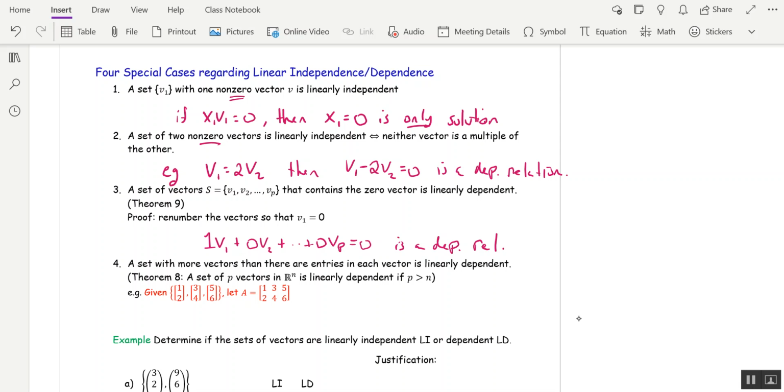All right, and then finally, a set with more vectors than there are entries in each vector is linearly dependent. This is theorem 8 in your book, and it's stated like this. A set of p vectors in Rn is linearly dependent if p is greater than n. That's a little confusing. I think it's even easier to understand if you look at an example. Here's 3 vectors in R2. So I have more vectors than there are entries in each vector.